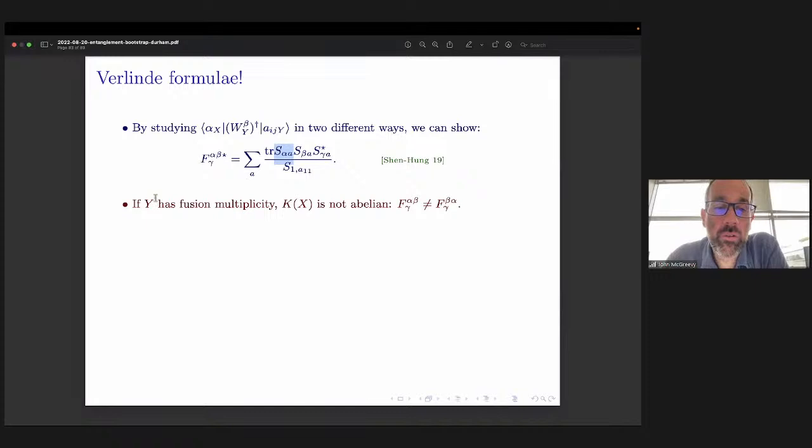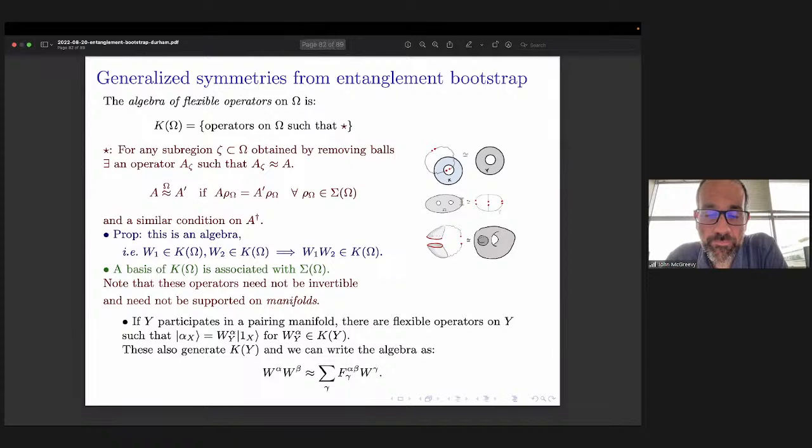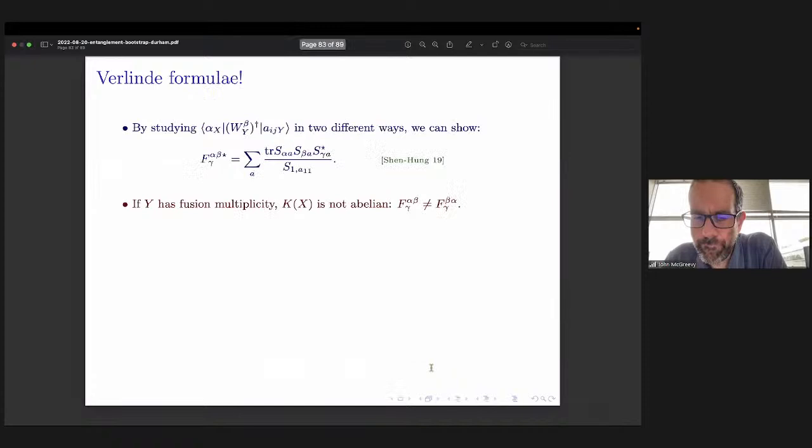So if Y has such a fusion multiplicity, then this operator algebra on X is not abelian, meaning that if you reverse the alpha and beta indices, these matrices don't commute with each other, and you get a different answer. So this is another generalization of symmetry, where they satisfy a fusion algebra, but that fusion algebra itself is non-commutative. I'm not sure if I've seen that example. I've definitely heard Xiao-Gang Wen say that this is a generic phenomenon, but I don't think I've seen an example of it.